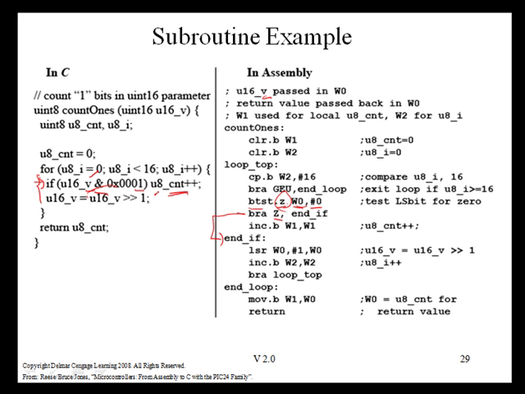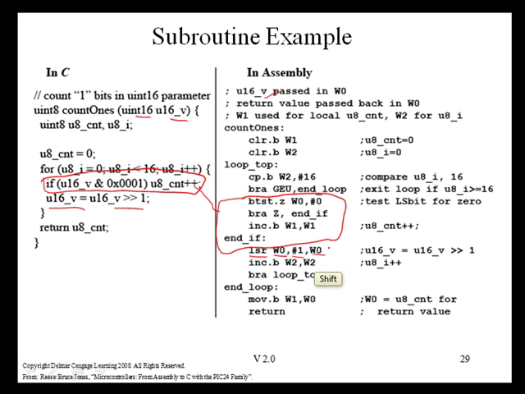To implement this if body, we need to increment count. Count is being held in W1. So the if body consists of one statement, which is going to increment W1 and place the result back in W1. So this if statement here was implemented by these 4 instructions here. After the if body, we now want to do this shift where we take our variable and shift it to the right by 1. Since this is an unsigned variable, we're going to do a logical shift right of W0, which contains variable v, by 1, stick the result back into W0.